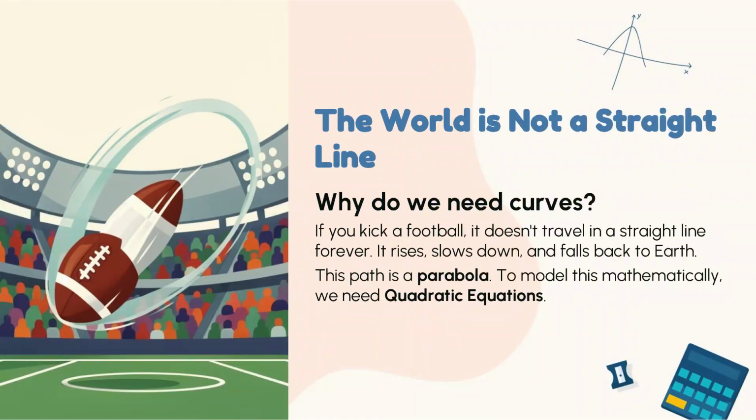Now, let's think about why we need curves. Not everything in the real world can be modelled with a straight line. If you kick a football, it does not travel in a straight line forever. It rises, slows down, reaches a highest point, and then falls back towards the ground. That curved path is similar to a parabola. To model this kind of shape mathematically, we use quadratic equations. So quadratic graphs help us describe curved relationships.